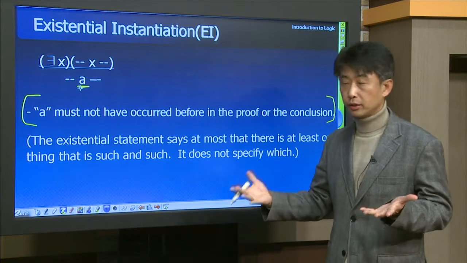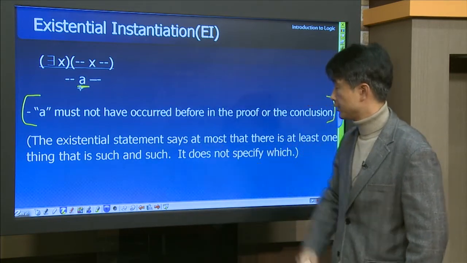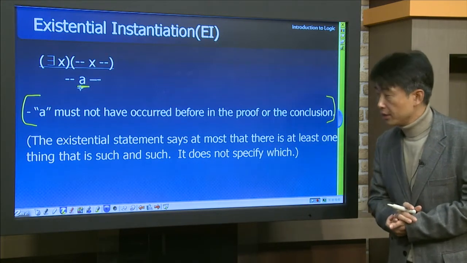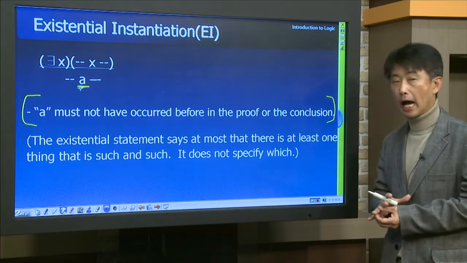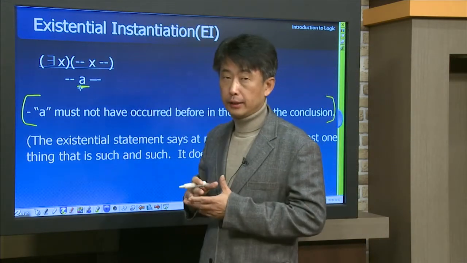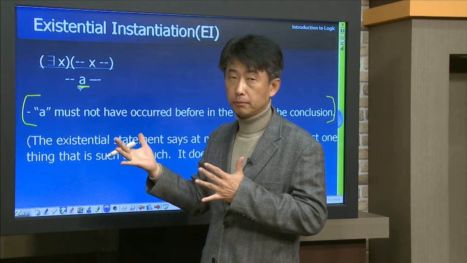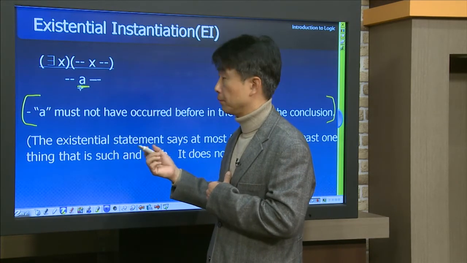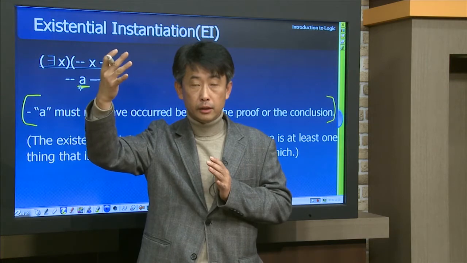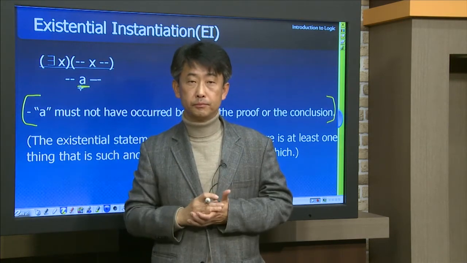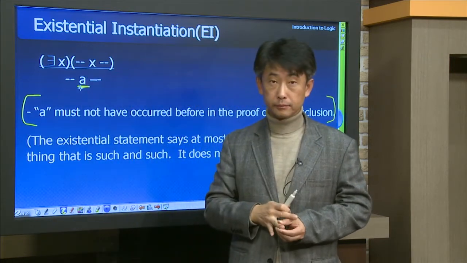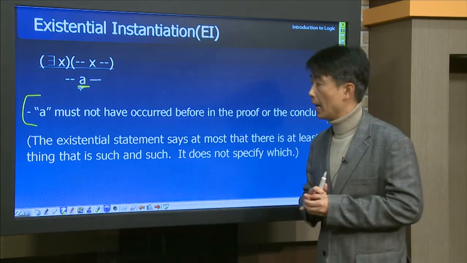You have to avoid using names that have occurred in the proof. Why is that? Why is there such a restriction? Well, the existential statement says that there is at least one thing that is such and such. It does not specify which one that is. So you should not use a name that occurred in the proof before, because if you use a name that has occurred in the proof, then you are putting in more content than is given by this sentence. So keep in mind this restriction.